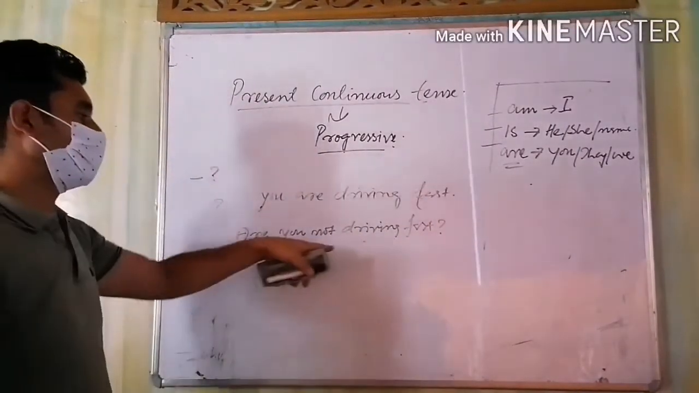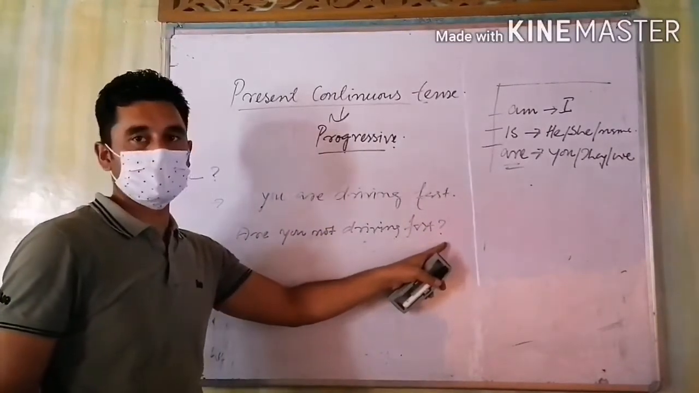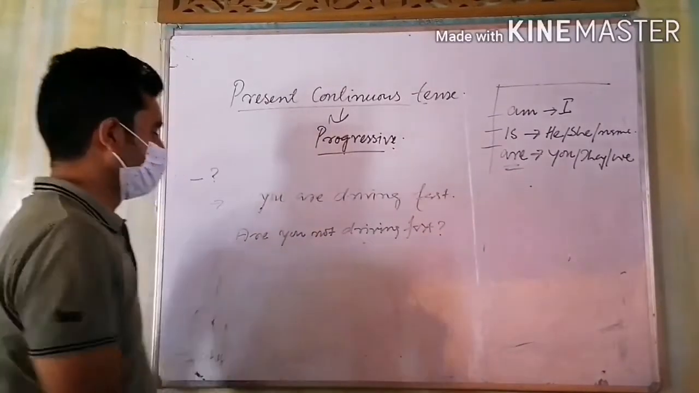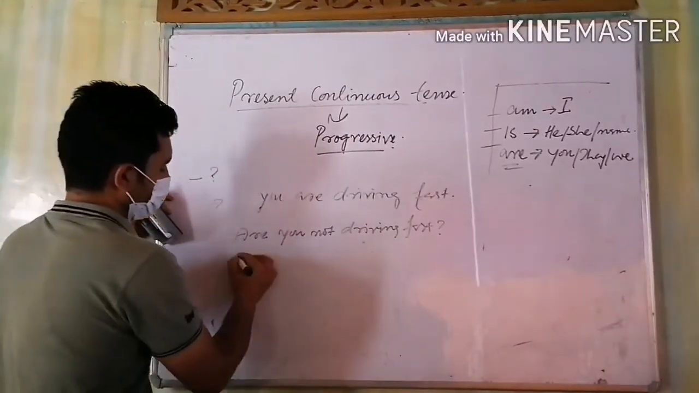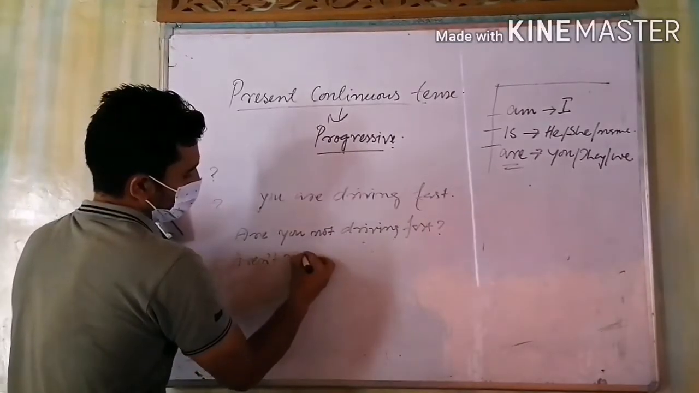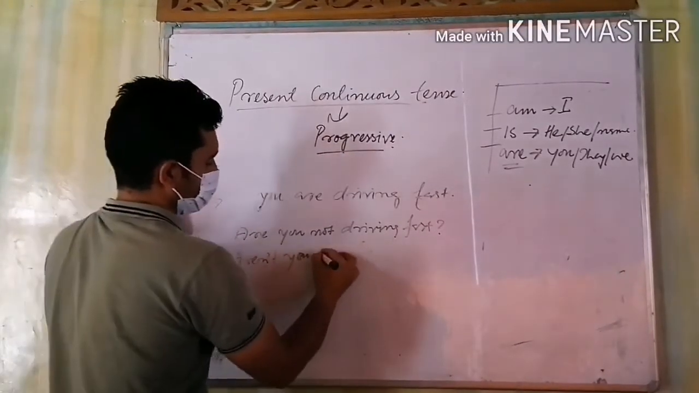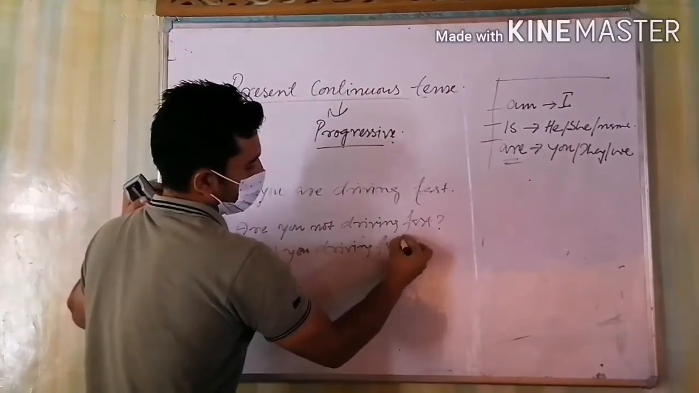Once again, for negative interrogative sentences, we put a note of interrogation at the end of the sentence. So, there is one more way to write. You can write, aren't you driving fast?